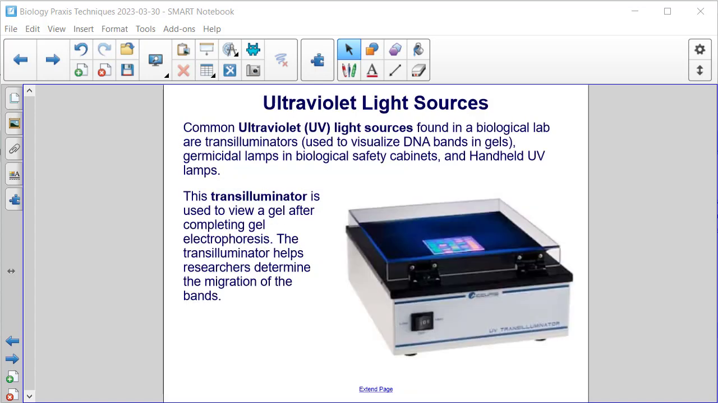Ultraviolet light sources. Common ultraviolet or UV light sources found in a biological lab are transilluminators used to visualize DNA bands in gels, germicidal lamps in biology safety cabinets, and handheld UV lamps. This transilluminator is used to view a gel after completing gel electrophoresis. The transilluminator helps researchers determine the migration of the bands.